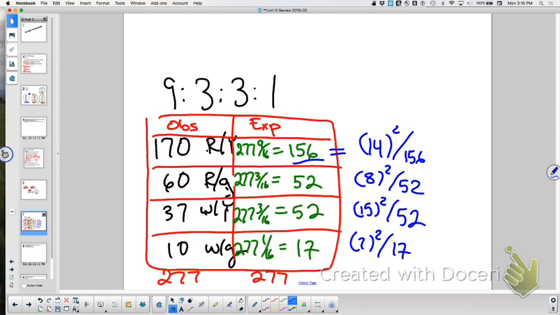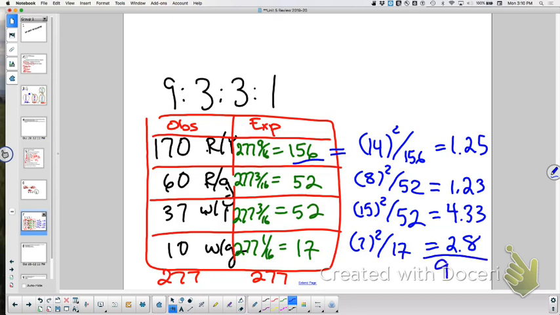Okay, so what's 14 squared divided by 156, what does it equal? 1.25. Okay, good. Give me the next one. 64 divided by 52. Good job. 15 squared divided by 52. Okay, and 49 divided by 17? Okay, anybody total that?